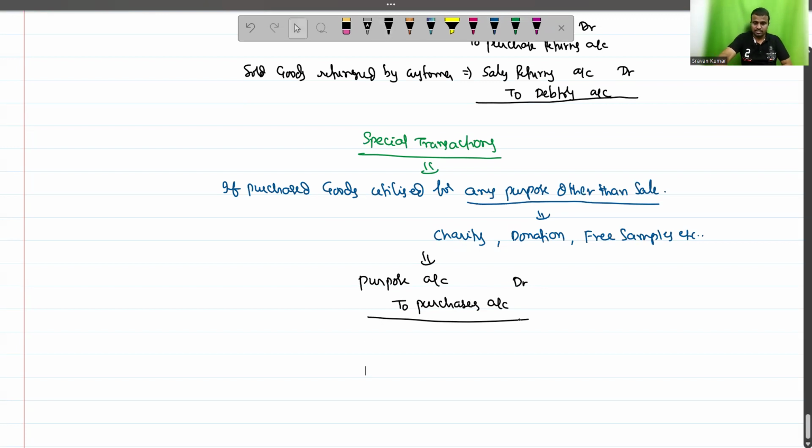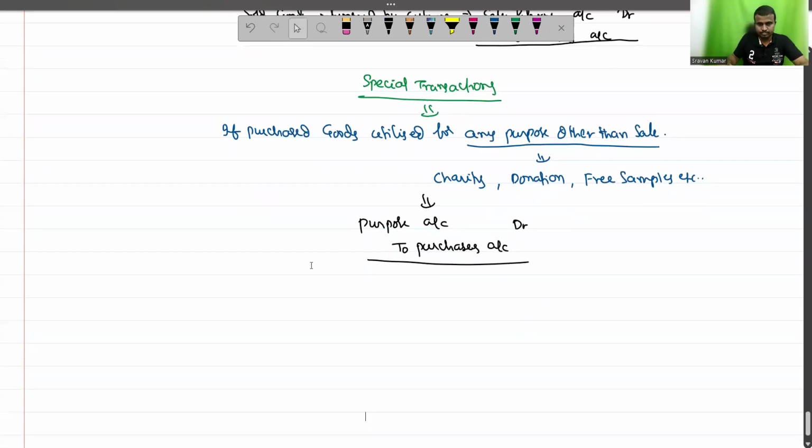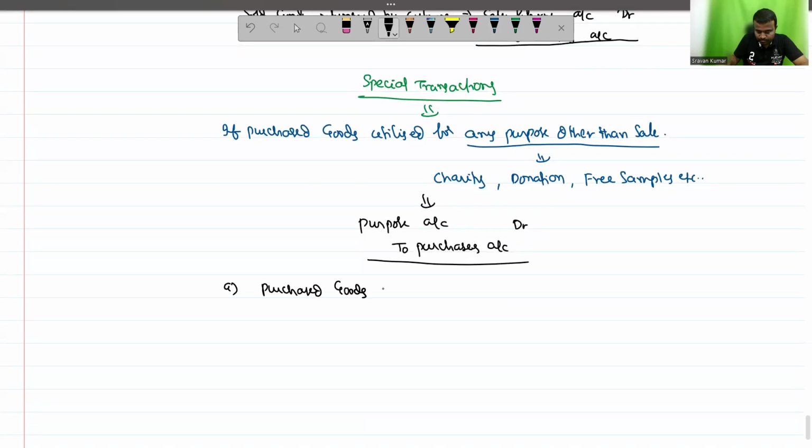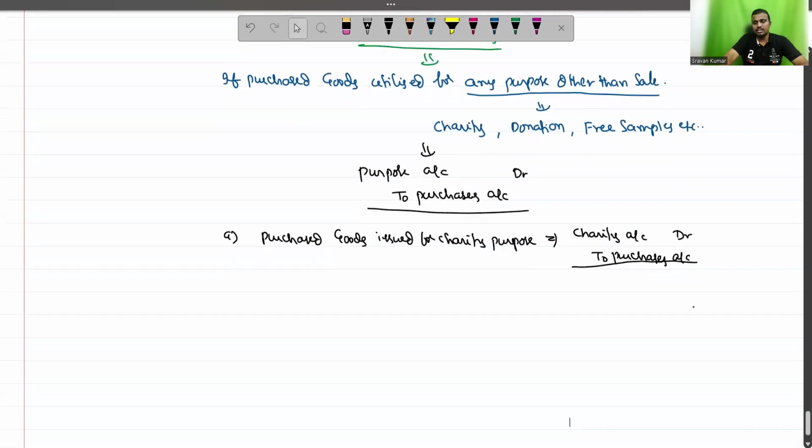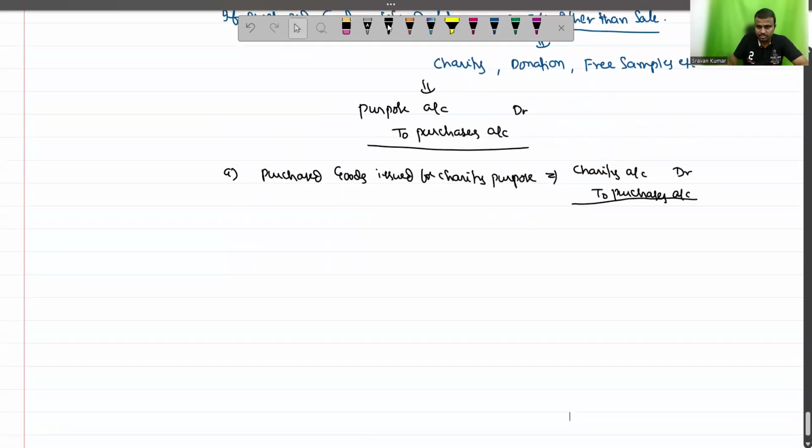Okay. Then, for example, purchased goods issued for charity purpose. Here the purpose is nothing but charity. So we write the journal entry, charity account debited to purchases account. What is the journal entry? Charity account debited to purchases account.